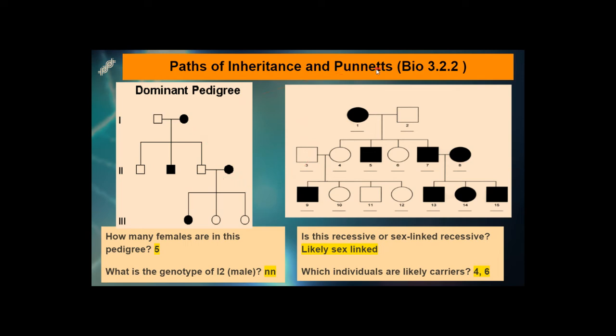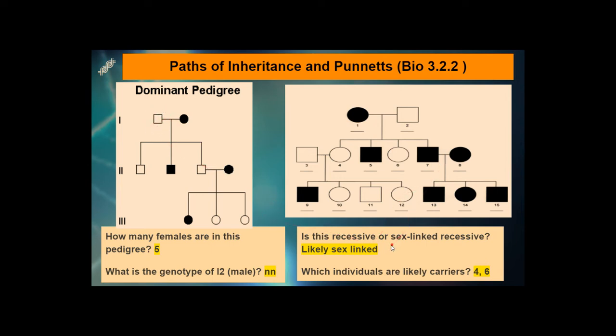Remember when you're looking at pedigrees, circles are females, boxes are males. Filled in means you have it. This is a dominant pedigree, so that means anyone who has it has at least 1 capital letter in their genotype. Females, there's 5, 1, 2, 3, 4, 5. The male in 1, 2, this male is NN because he doesn't have it.